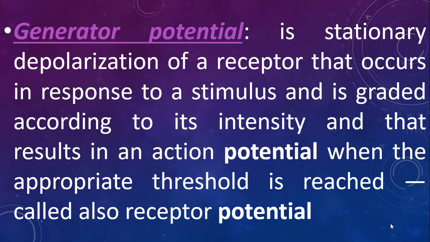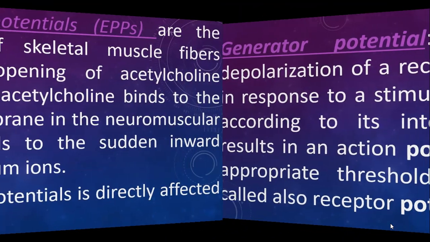Generator potential is a stationary depolarization of a receptor that occurs in response to a stimulus and is graded according to its intensity, and that results in an action potential when appropriate threshold is reached. It is also called receptor potential. The generator potential is not subject to the all-or-none law.